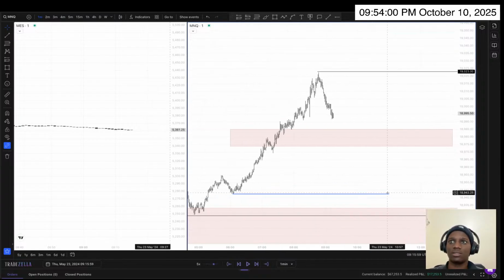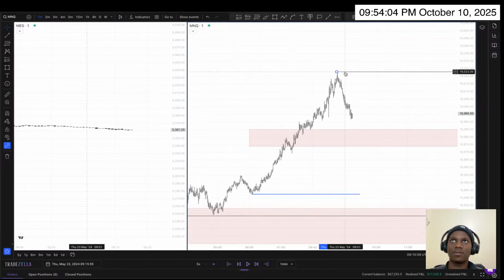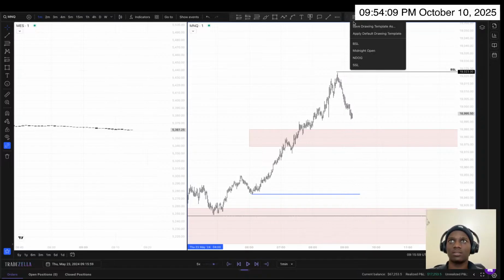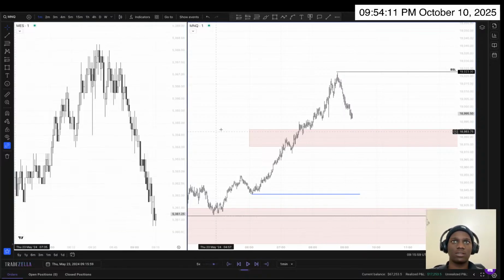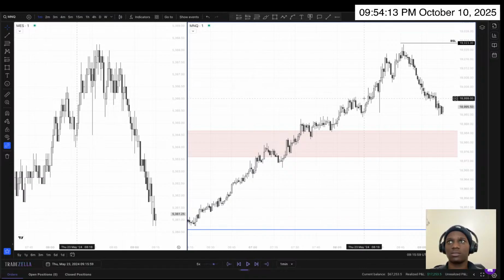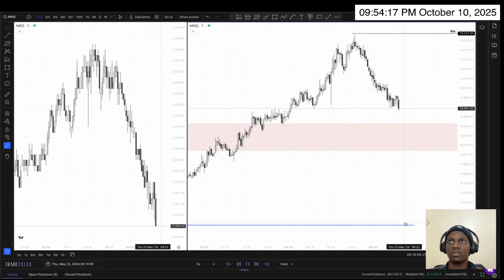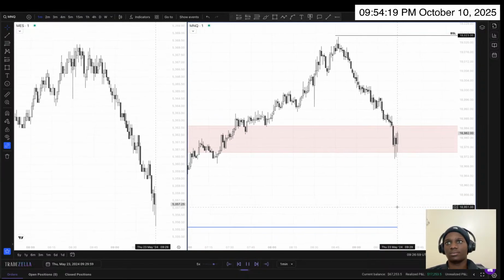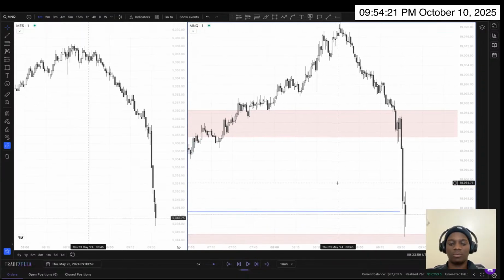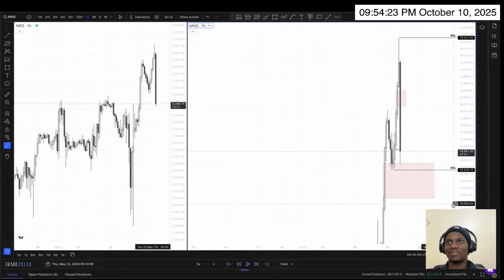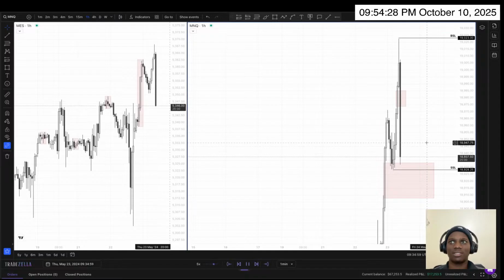Actually, this is the PSL, this is the SSL. All right, open heads directly to the sell side. Now we're having an SMT as of now.